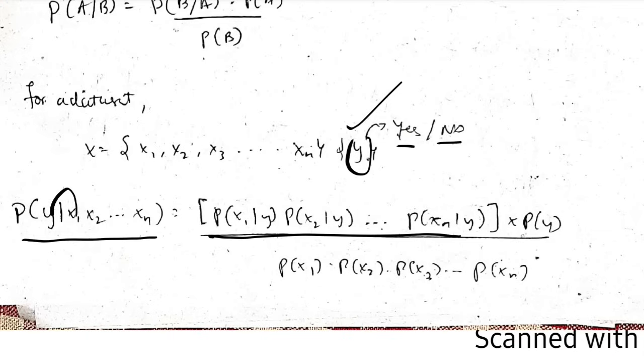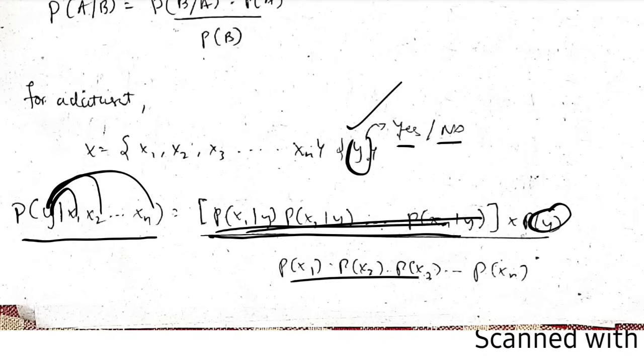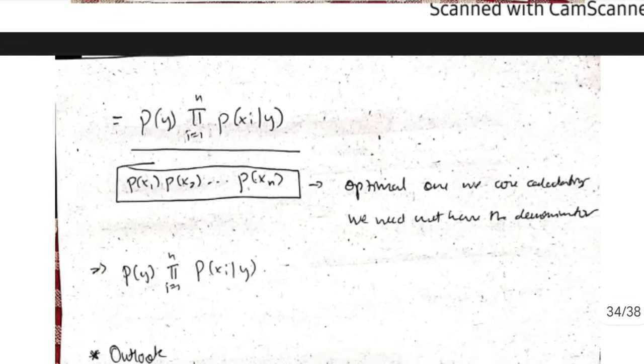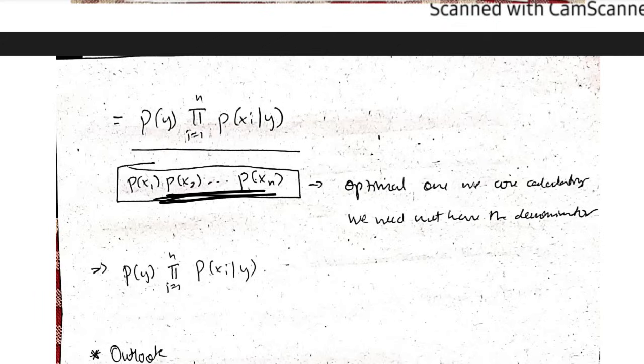The same formula is used here: P(x1|y), P(x2|y), ... P(xn|y), that's all I've written here, times P(y), divided by all the terms without y, which I've written in the denominator. This is the formula we'll be using, and it can be simplified as follows. The denominator is optional since we are finding the optimal value, so we can ignore it.